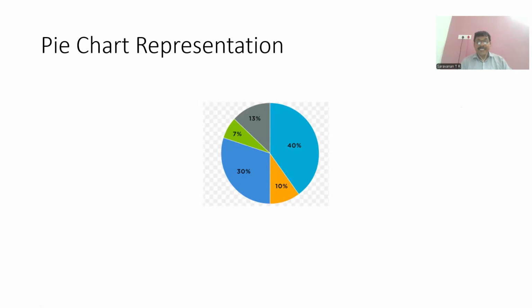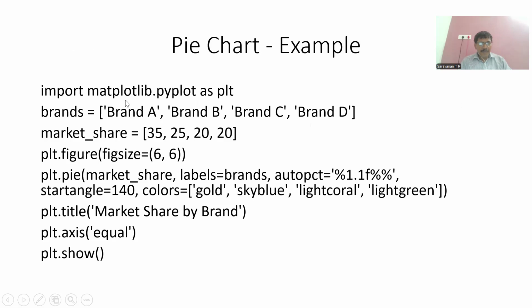Now we can see an example program for the same. Here, we import matplotlib, the plotting library. We are given 4 brands: brand A, brand B, brand C, and brand D. And the market share is 35, 25, 20, and 20. So 35 is for brand A, 25 is for brand B, 20 is for brand C, and 20 is for brand D.